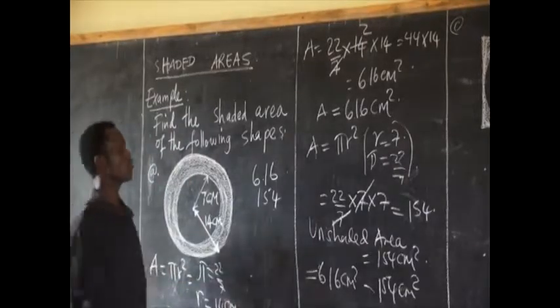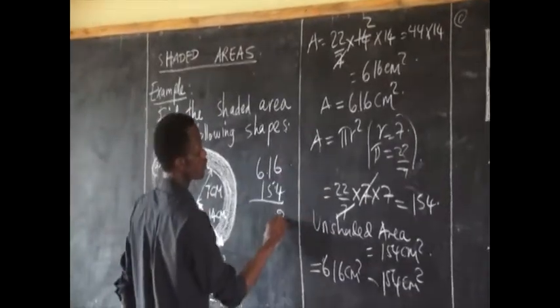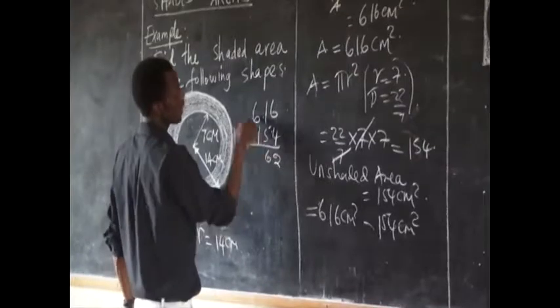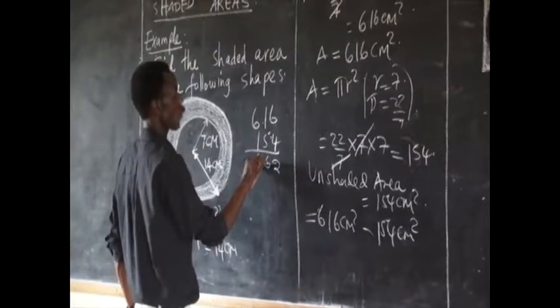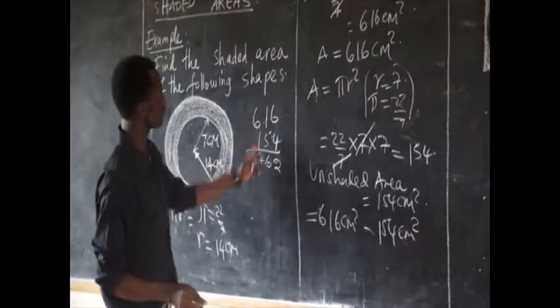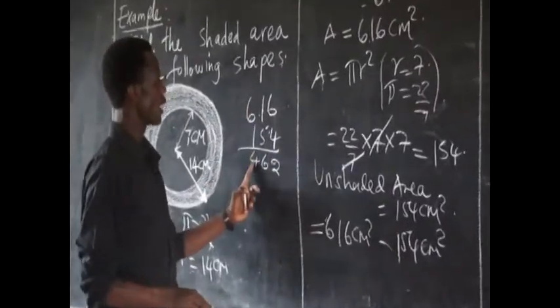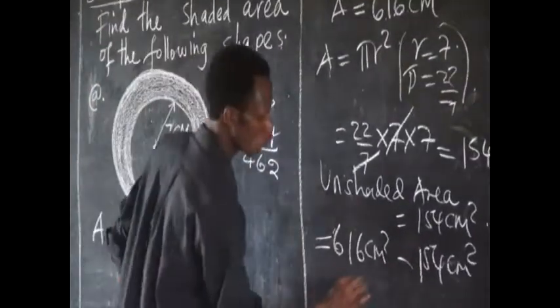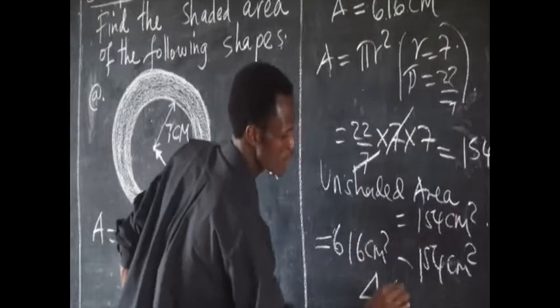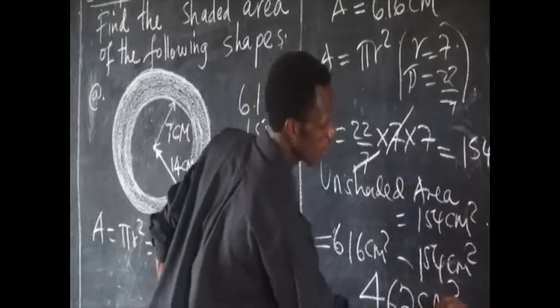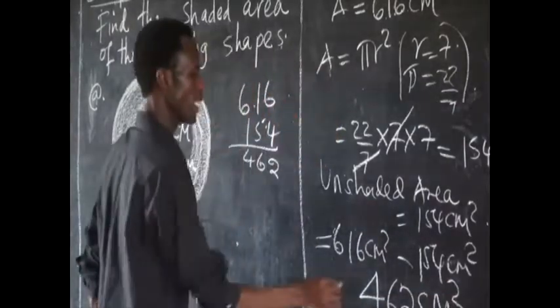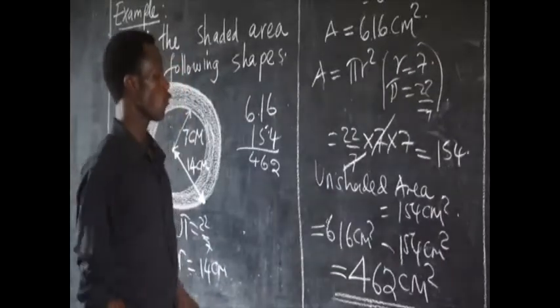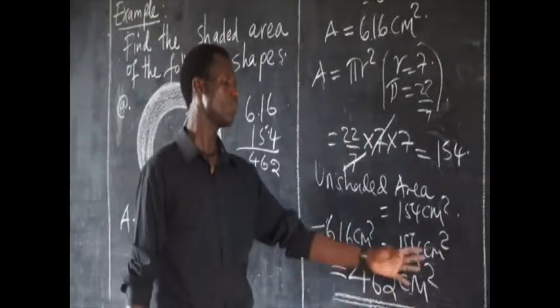That is to say 616 centimeters squared minus 154 centimeters squared is equal to the area of the shaded region. When you subtract, you find it is 2, here it is 6, then 5 minus 1, it is 4. Now we have 462. The shaded area should be equal to 462 centimeters squared.